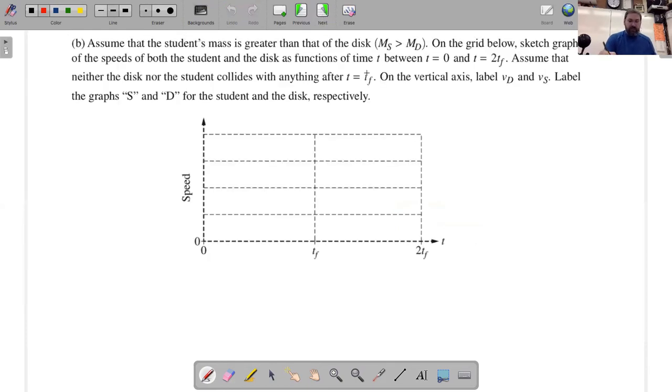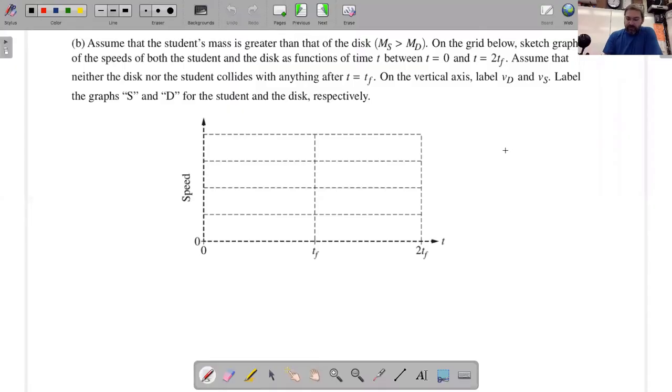Okay, assume that the student's mass is greater than that of the disk. On the grid below, sketch graphs of the speed of both the student and the disk as a function of time between t sub naught and t sub 2 tf, which is twice the time that the interaction takes place for.